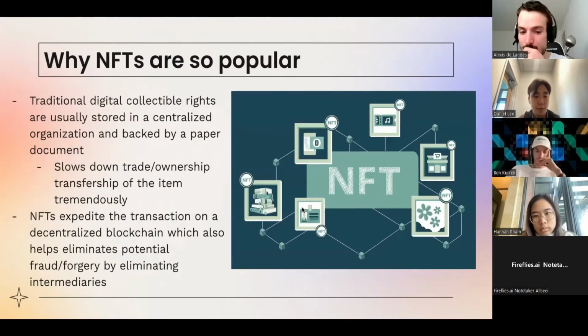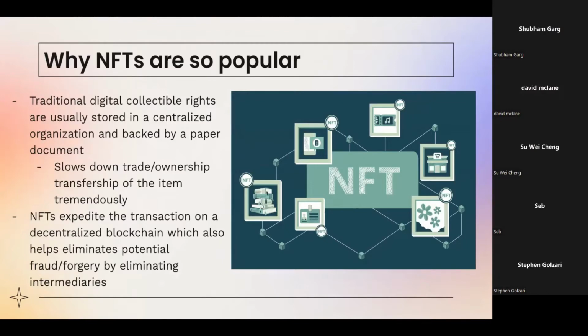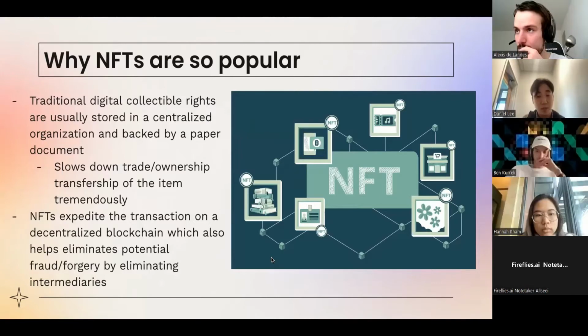So why are NFTs so popular? Traditional digital collectible rights are usually stored in a centralized organization and backed up by a paper document. This is an extremely slow process with tons of third-party organizations and loopholes. NFT technology expedites this process by eliminating the intermediaries and providing services on a decentralized blockchain, helping eliminate potential fraud and forgery.